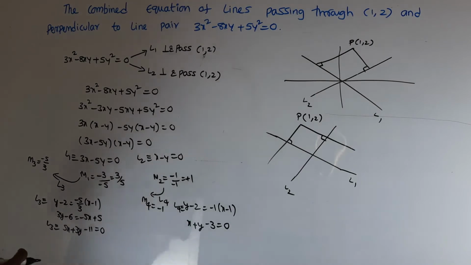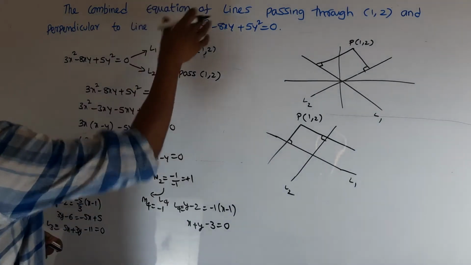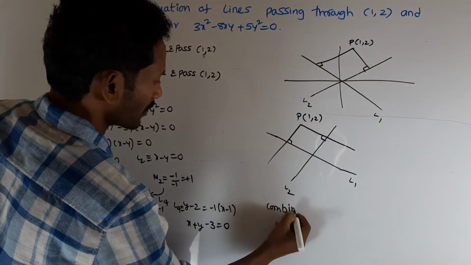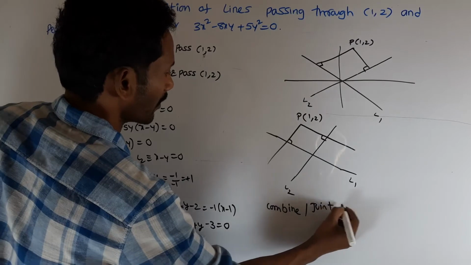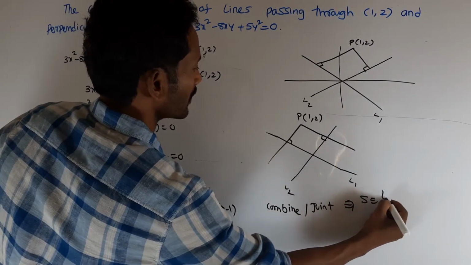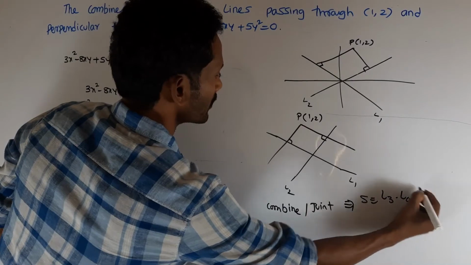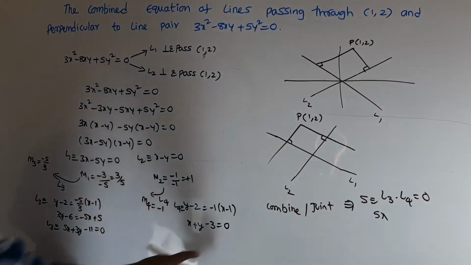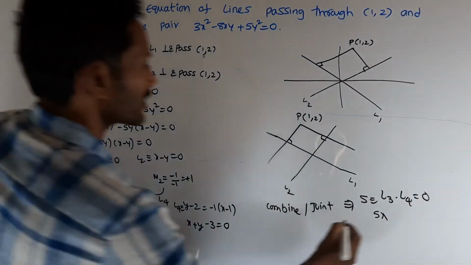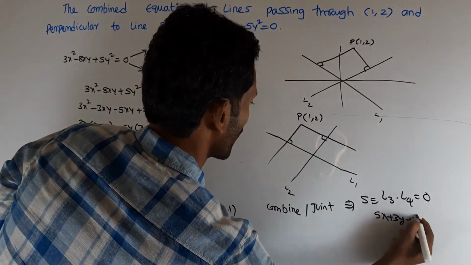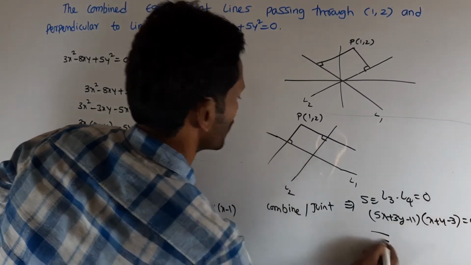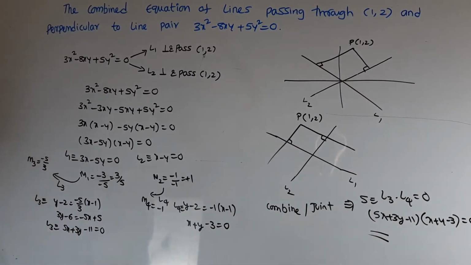Now the question is the combined equation of the lines. What is the combined or joint equation? It is line L3 times line L4 equal to 0. Line L3 is 5x + 3y - 11, and the right hand side must be 0. So (5x + 3y - 11)(x + y - 3) = 0. This is the required combined equation. I hope you are understanding.